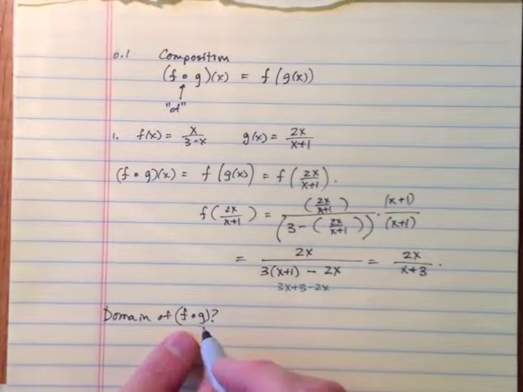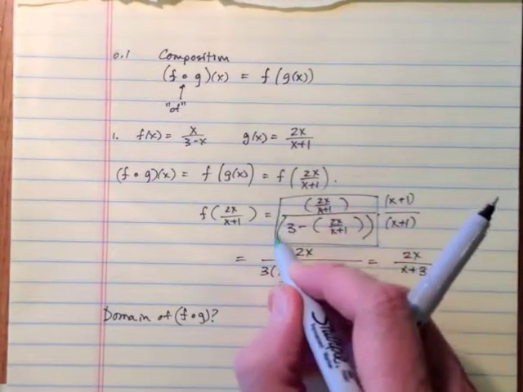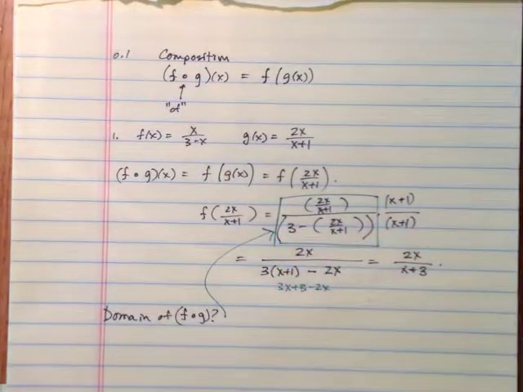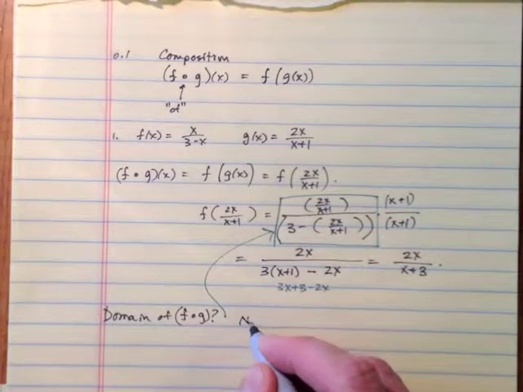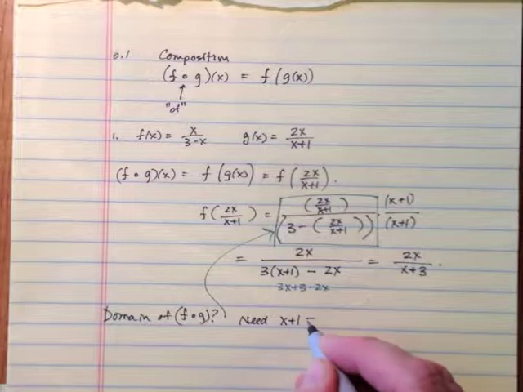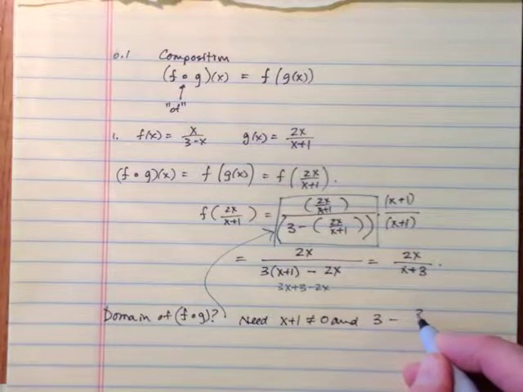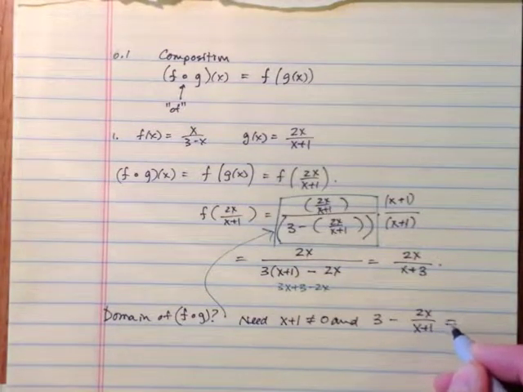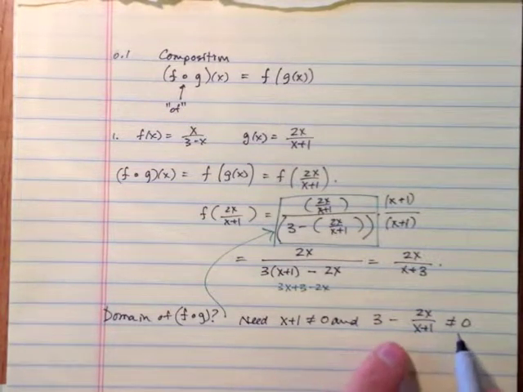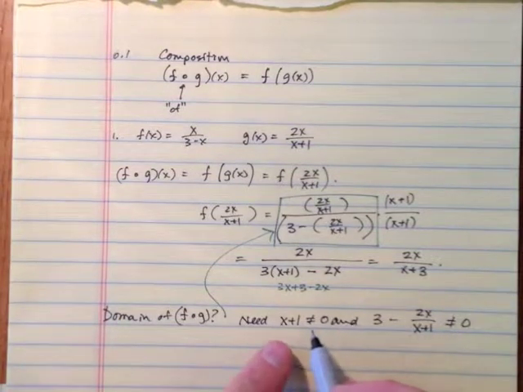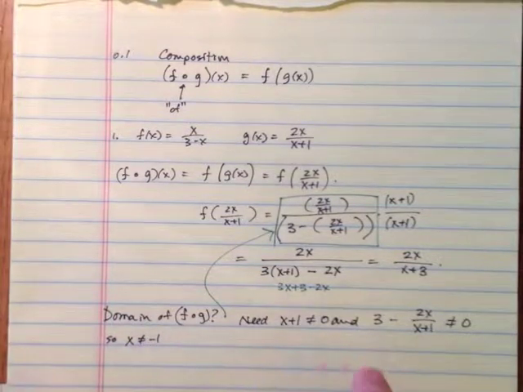So if I want to find the domain of f of g, it's best to look back at the unsimplified version so I don't miss anything. So I see little fractions and a big one. The little fractions tell me that I need x plus 1 to be not 0. And the big fraction tells me I need 3 minus 2x over x plus 1 to be not 0. Okay, I just need to solve these guys and find out what x's I have to exclude from the domain. Well, the solution to that is x equals negative 1, so x is not allowed to be negative 1.